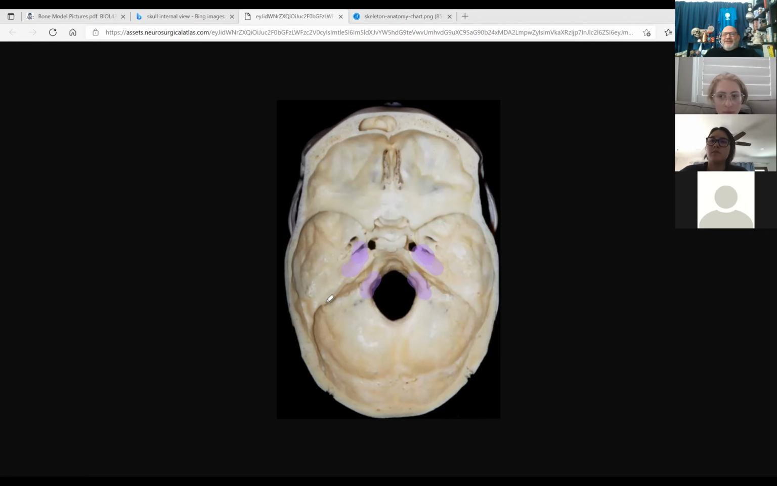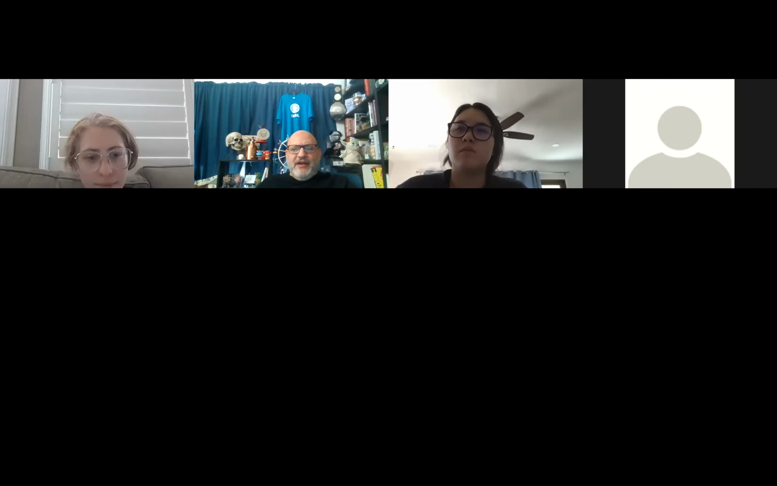So again, from an anterior view, from a superior view looking down, it can be hard to see the carotid canal. So both the carotid canal and the stylomastoid foramen are something that's much easier to see from an inferior view of the skull. So when we're looking at this from an inferior view, it's going to be much more obvious. All right. Thank you. Excellent. Did you have another one or was that it?